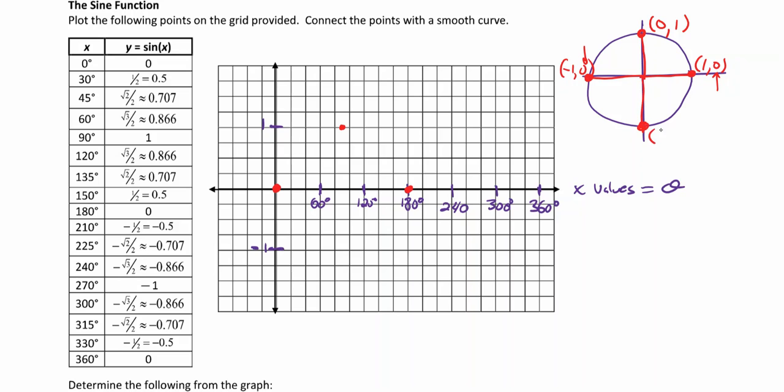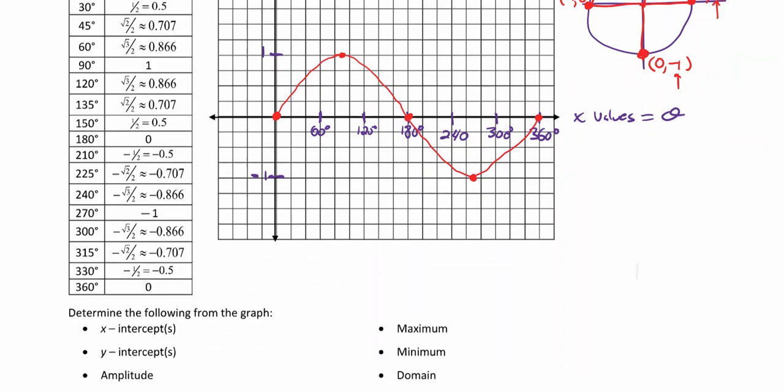So at this point, now we're at 0, -1, right? So our y value is -1. So at 270, between these ones, we're going to be at -1. And then all the way around again, we'd be back at 360. So there we go. There is our curve, and just do your best to make a curve, something like that, right?